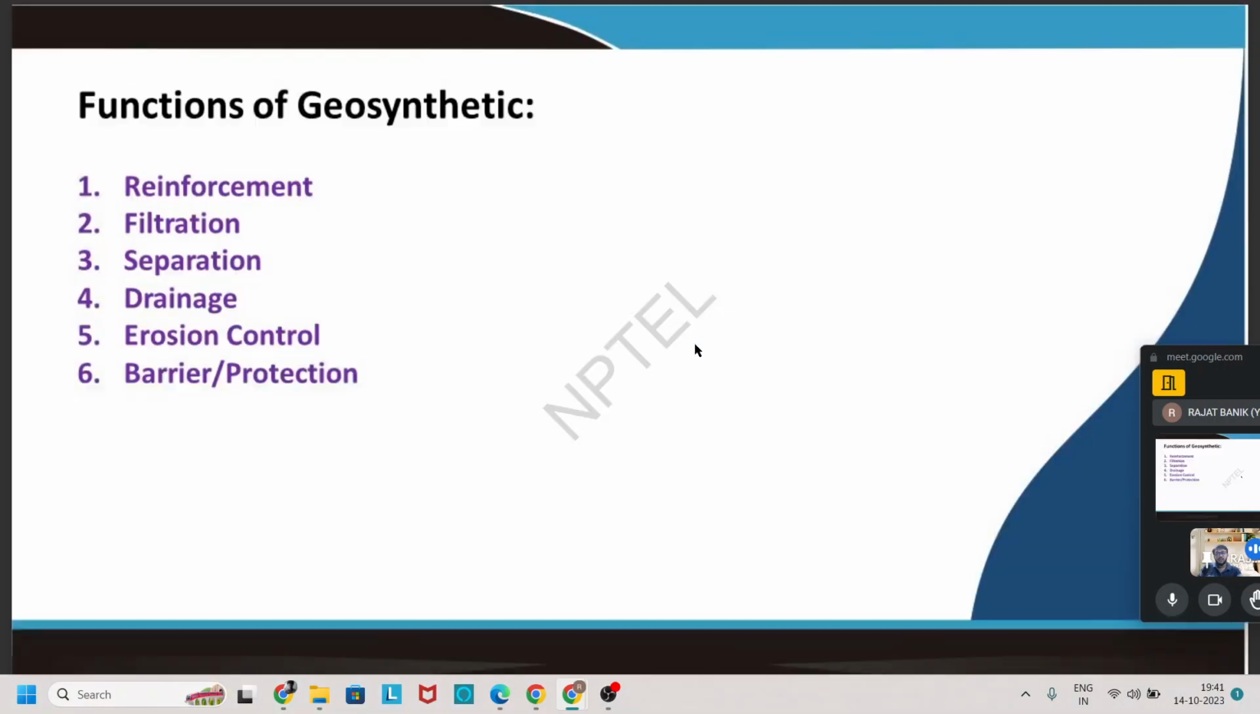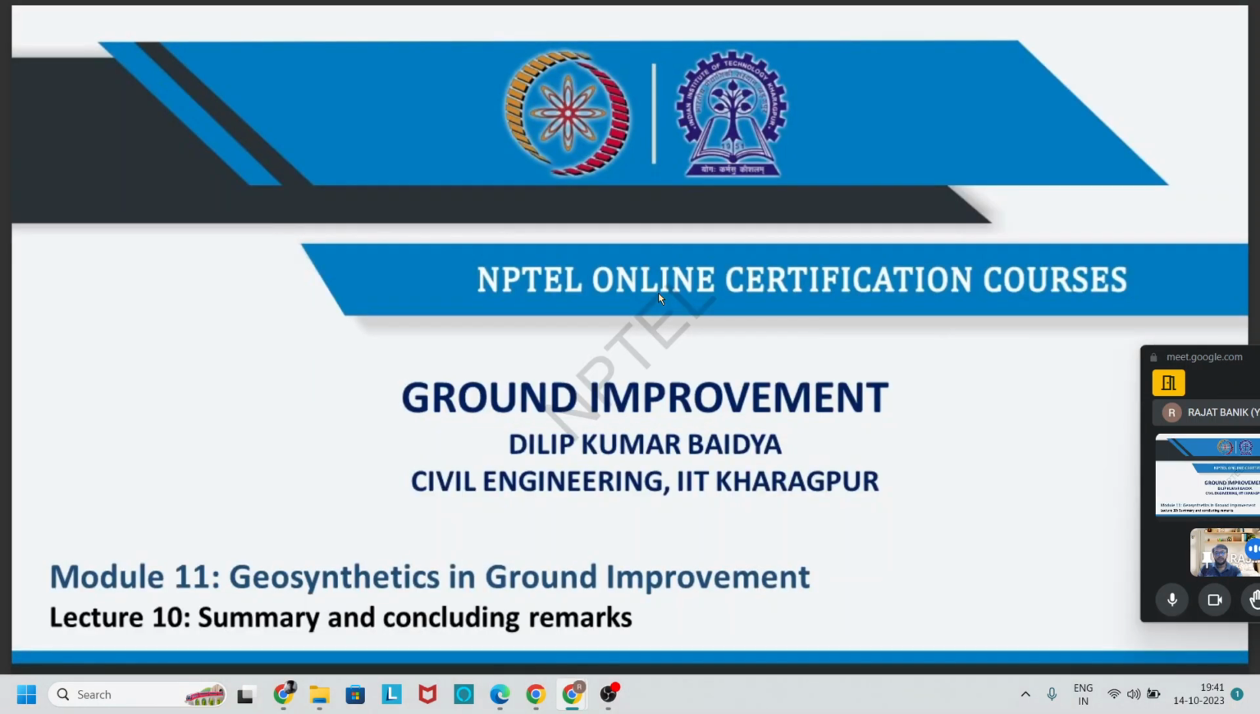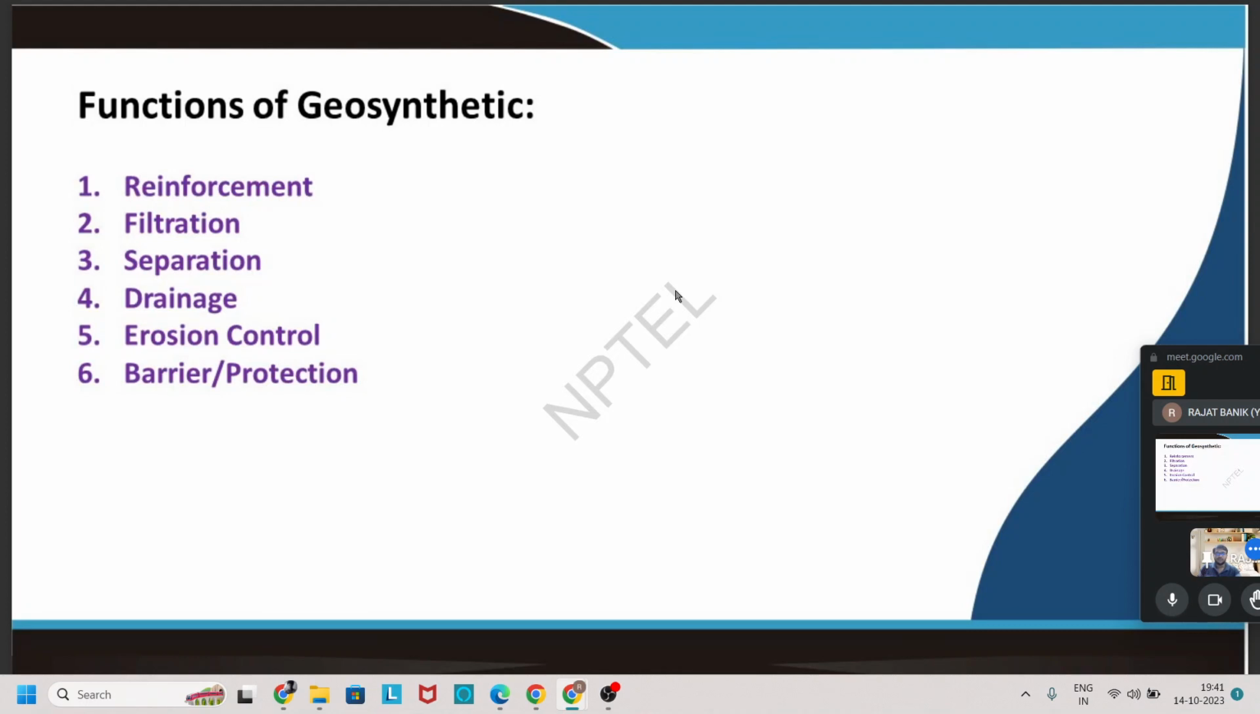So when we discussed this geosynthetic material, we discussed the different functions of the geosynthetic material. That means how many ways we use this geosynthetic material to improve the ground. We also discussed reinforcement, filtration, separation, drainage, erosion control, and bearing and protection.